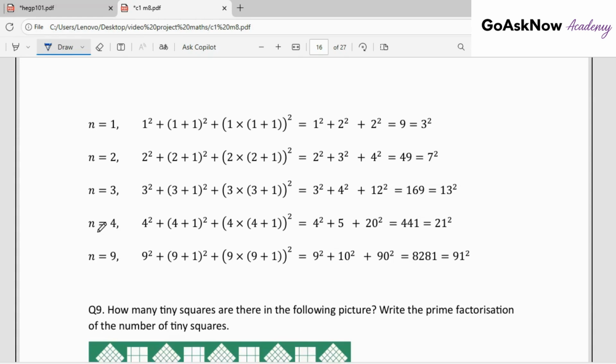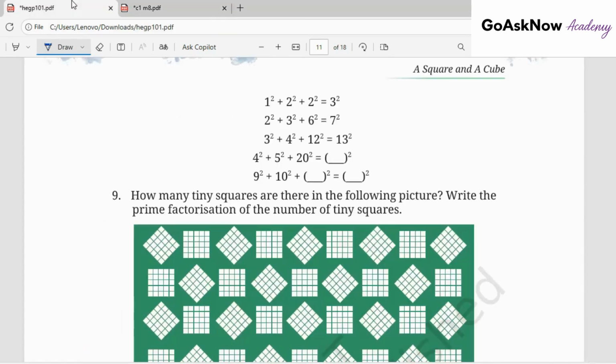Here we have to find for n is equal to 4. 4 square plus (4 plus 1) whole square plus (4 into (4 plus 1)) whole square, which is equal to 4 square plus 5 square plus 20 square, which is equal to 441, which is equal to 21 square. The answer here is 21 square.